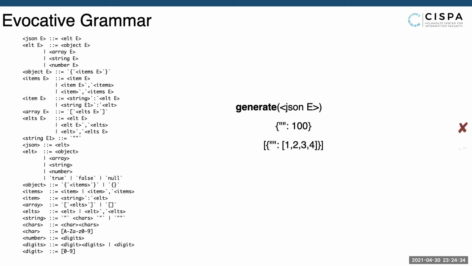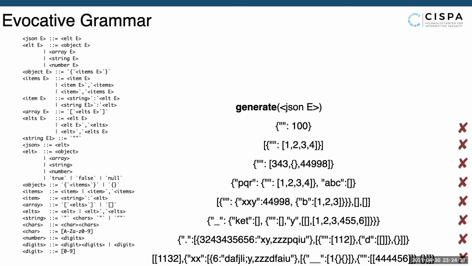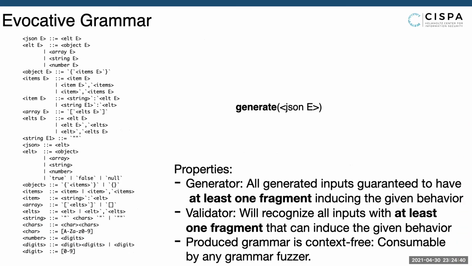Using this evocative grammar, we can now produce an infinite number of inputs, all guaranteed to reproduce the behavior. In particular, our grammar now has two interesting properties. The first is that any input generated from this grammar will contain at least one fragment that induces the given behavior. If it is used as a validator, then it can recognize any and all inputs that contain a fragment that can induce the given behavior.